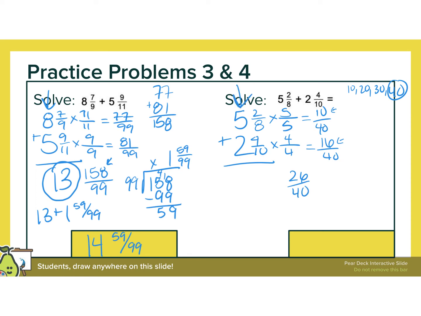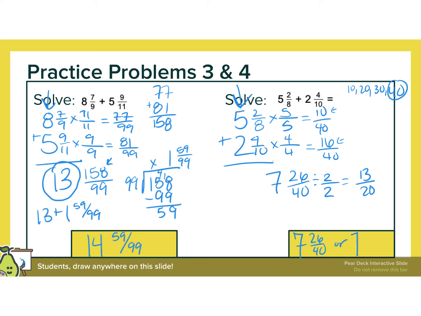I add my whole numbers and I get 7. You can write this as your final answer and you will be correct. But you may have noticed that you can reduce this by 2 because those are both even. So 26, if you cut that in half, is 13. And 40, if you cut it in half, is 20.